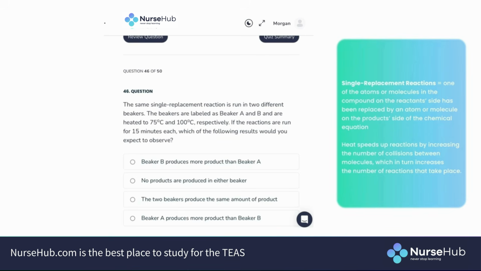Beaker B produces more product than beaker A. No products are produced in either beaker. The 2 beakers produce the same amount of product. Or beaker A produces more product than beaker B.